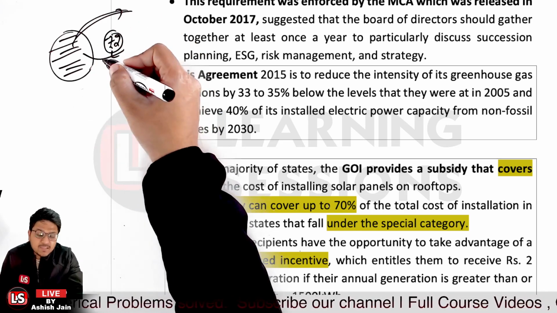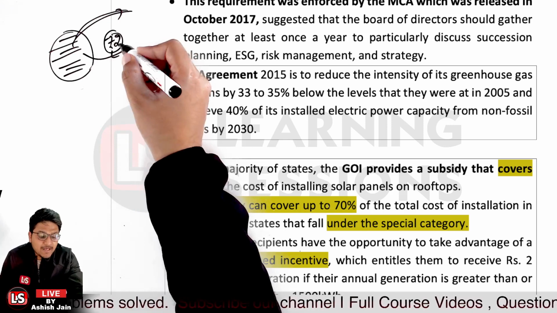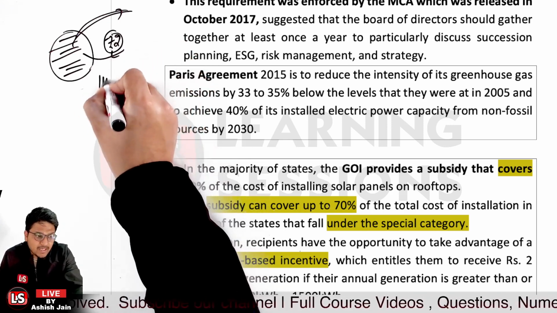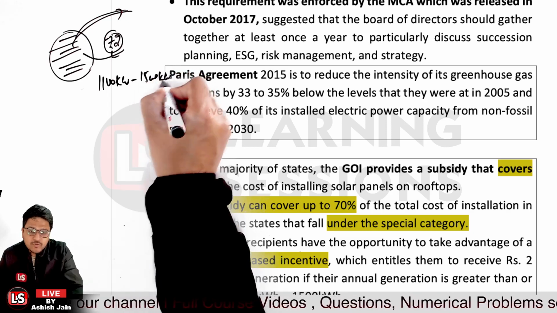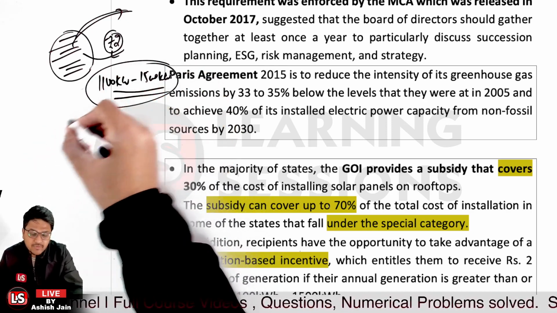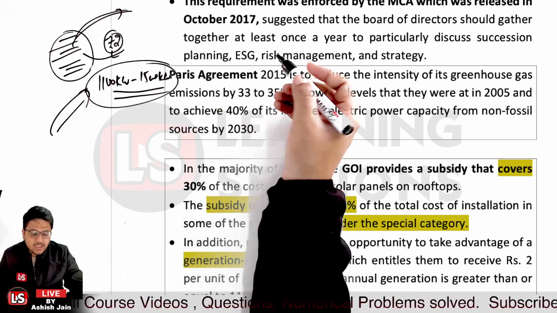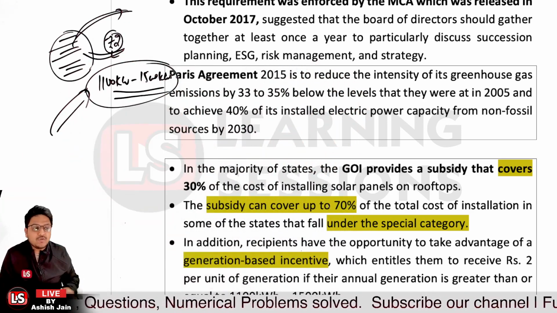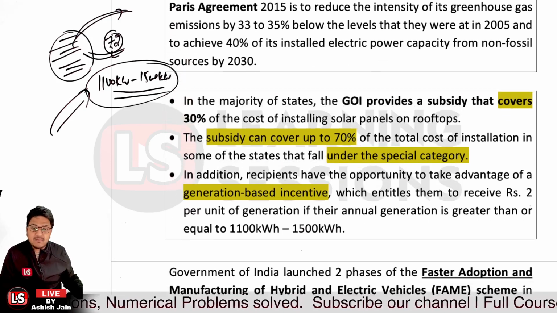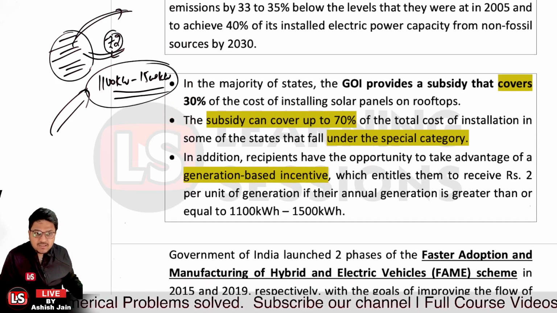Okay, for that particular purpose, the minimum annual generation should be more than 1100 kilowatt hour to 1500 kilowatt hour. So if you're fulfilling this criteria, that you're generating energy more than this bracket, in that scenario you can be selling your energy and earning rupees 2 per unit, right? That's the main benefit which is given to the general public.